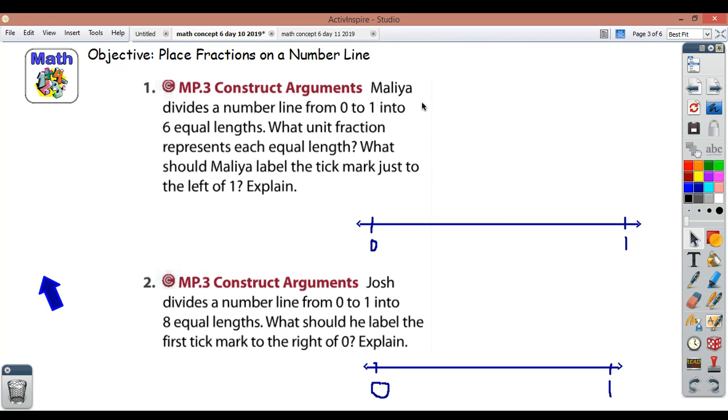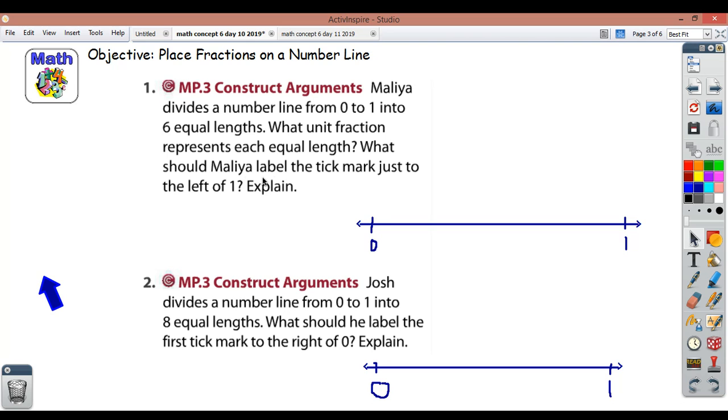All right. Aaliyah divides a number line from 0 to 1 into 6 equal lengths. So she's dividing it, she's cutting it apart, equal lengths. What unit fraction? I know something about unit fractions. I know unit fractions always have a 1 for the numerator because they're just talking about 1 unit. What unit fraction represents each equal length? I know each also means 1 in math. So each, they're talking about 1 equal length.